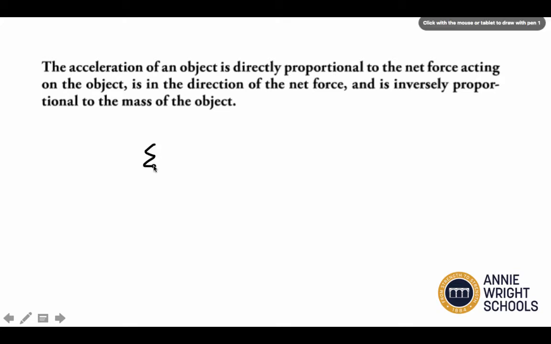The net force is directly proportional to the mass, and the mass is inversely proportional to the acceleration. This, I think, is the best way to think of Newton's second law. The net force acting on an object is equal to the mass of that object times its acceleration.